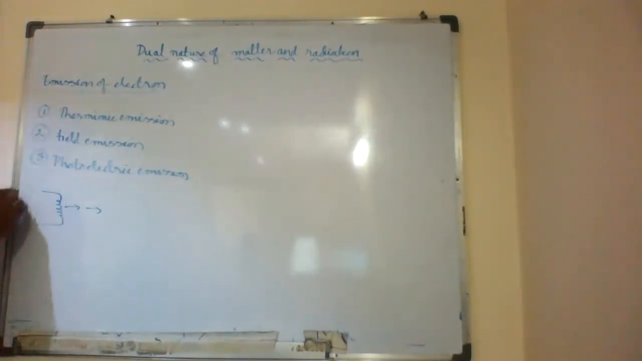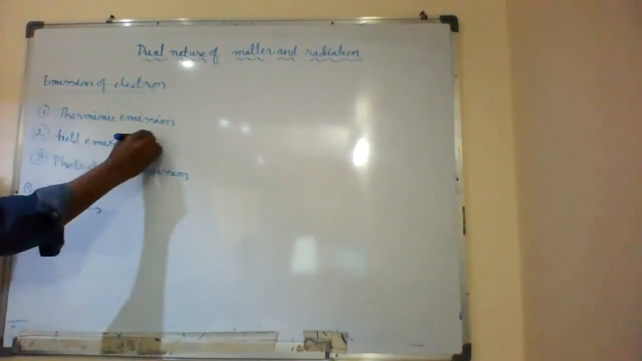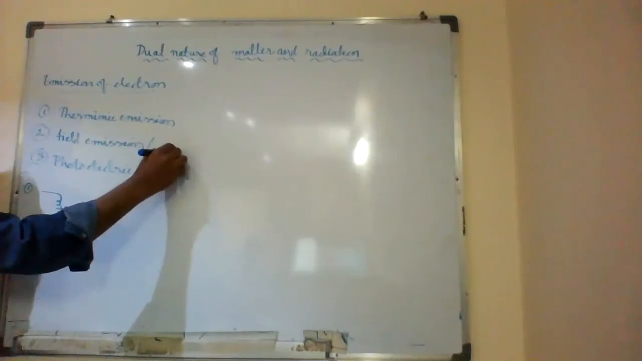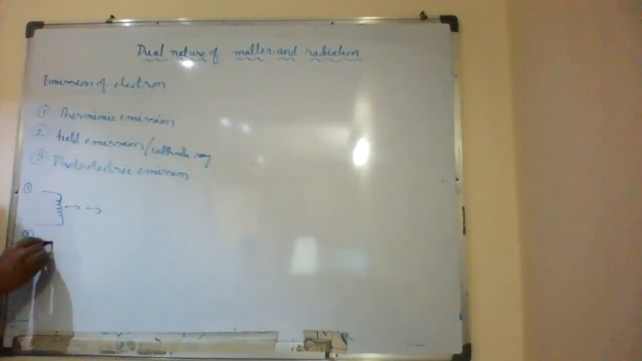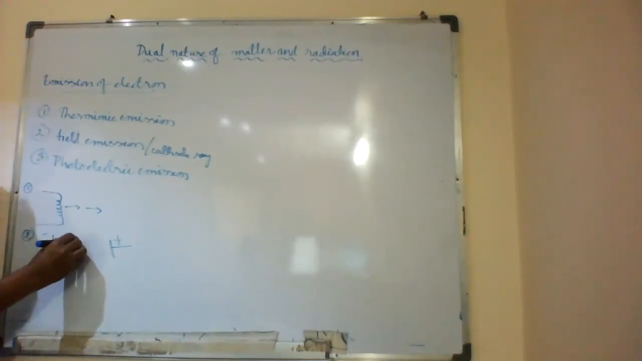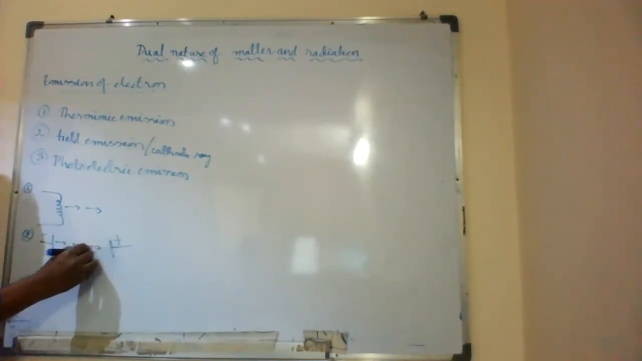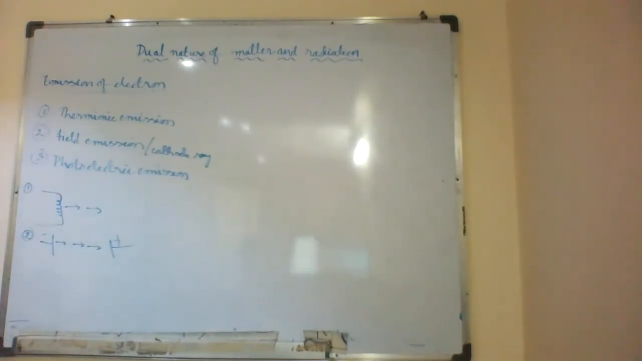Field emission is like cathode rays. A simple example for field emission is cathode rays, like the cathode in the tube light. Tube light is the best example for that. Between the two plates, the cathode plate and the anode plate, when you apply a very high potential, electrons will go from the negative plate to the positive plate. Understood?